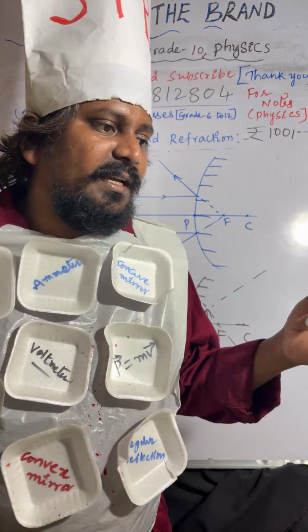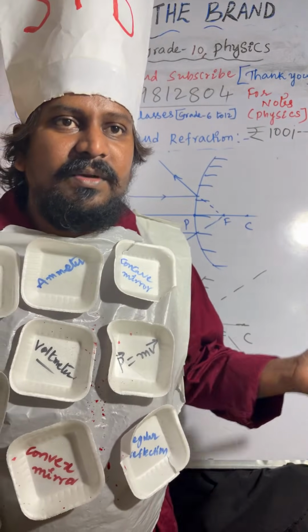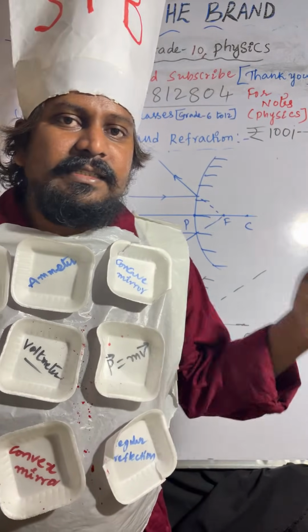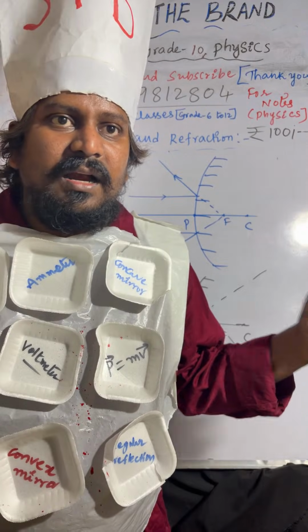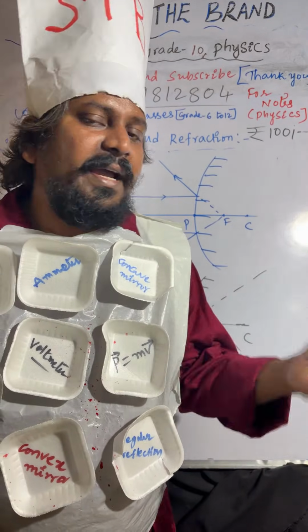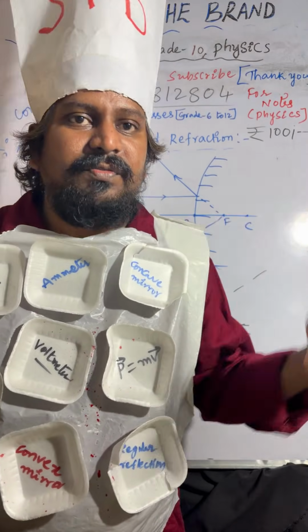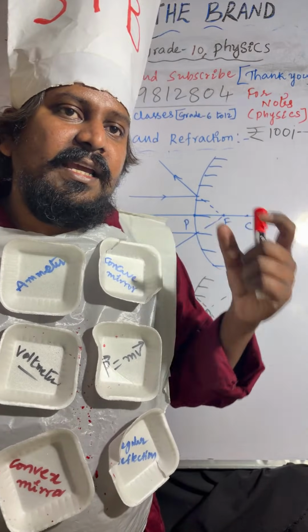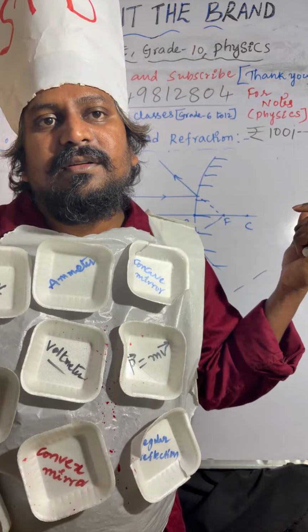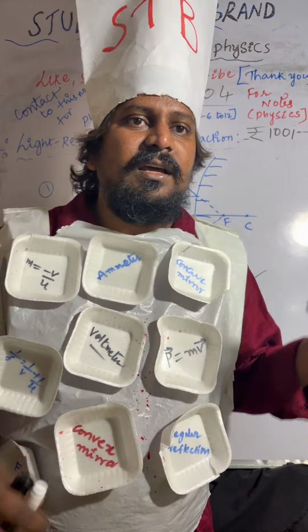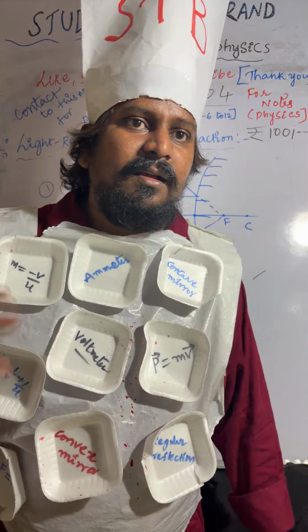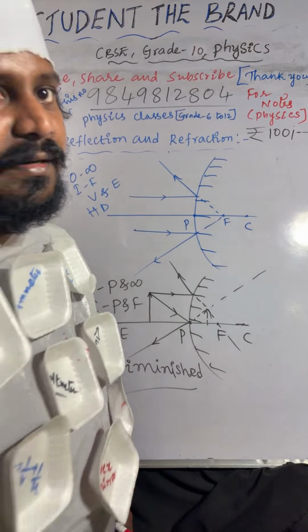That's why we use it as a side view mirror and rear view mirror, in cars and in vehicles like bikes, so that we are able to see the full view of the traffic. So this is the importance of the convex mirror, right?